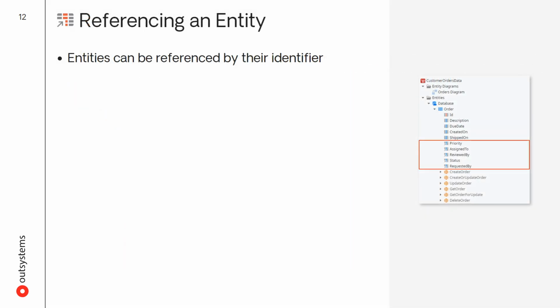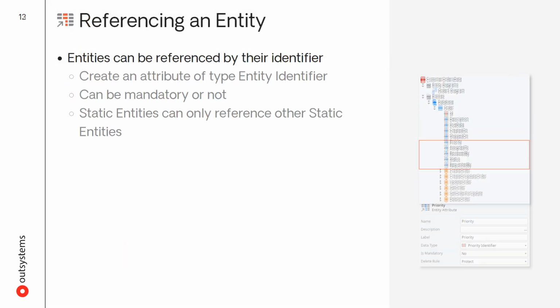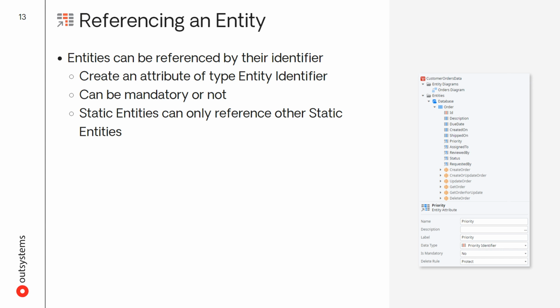Entities can then be referenced by their identifier. To reference an entity, we need to create an attribute of type entity identifier, with the entity here being the one we want to reference. In this particular example, an order will have a priority, which is also an entity of our data model. So, the order entity has an attribute called priority of data type priority identifier. These attributes can be mandatory or not, and static entities can only reference other static entities.